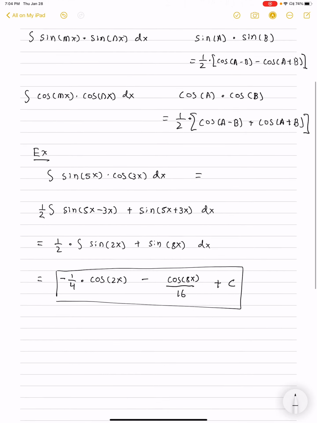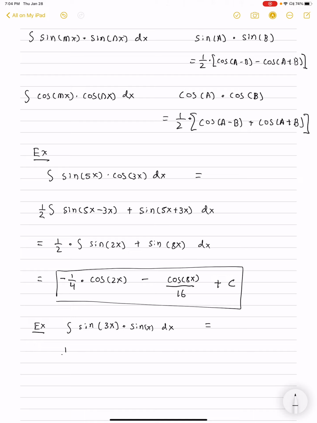Well, what if we have an integral of this form? Sine of 3x times the sine of x dx. Well, I'll use the corresponding identity. A will be equal to 3x, and b will be equal to x.